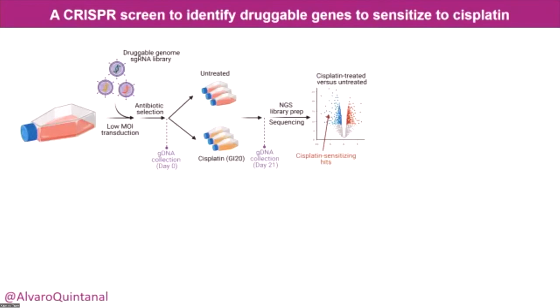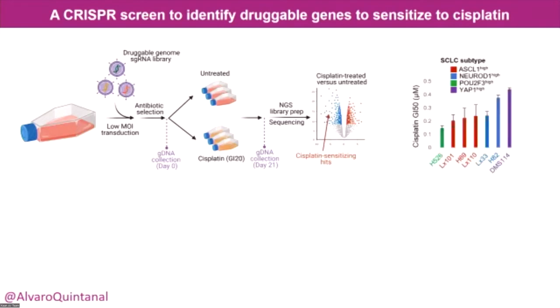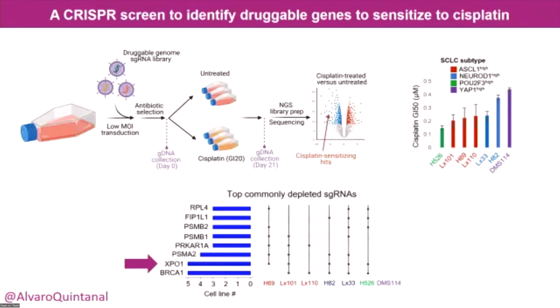And to do that, we took different small cell lung cancer cell lines, and we leveraged a druggable genome library, which contains only hits that are pharmacologically targetable. And we ran in parallel untreated and chemotherapy-treated conditions, basically to compare them both and select those hits that were specific for the cisplatin treatment condition. In this screen, we included a bunch of cell lines from different subtypes and showing differential sensitivity to chemotherapy. And we found that the hit XPO1 was present in most of the cell lines. So we were interested in this hit.